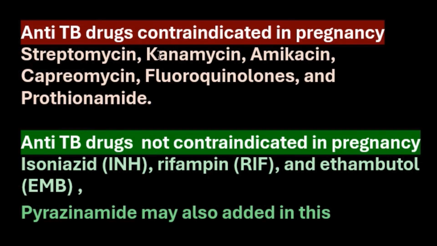Anti-TB drugs contraindicated in pregnancy are streptomycin, kanamycin, amikacin, capreomycin, fluoroquinolones, and prothionamide. The anti-TB drugs which are not contraindicated or comparatively safe in pregnancy are isoniazid, rifampicin, and ethambutol. Pyrazinamide can also be given, so this is also an option, but these three, isoniazid, rifampicin, and ethambutol, are safer in pregnancy. These drugs like streptomycin, kanamycin, amikacin, etc. are not advisable in pregnancy, and are all contraindicated in pregnancy.